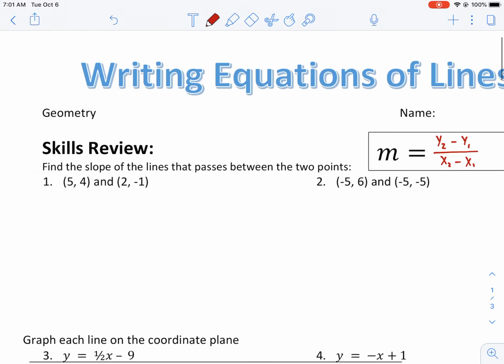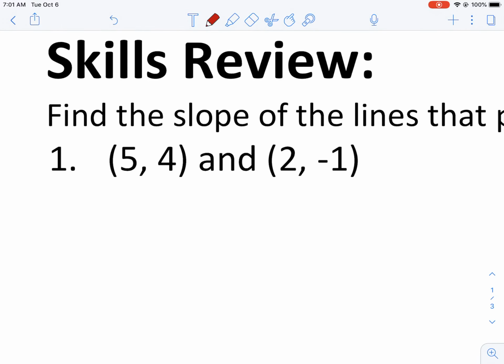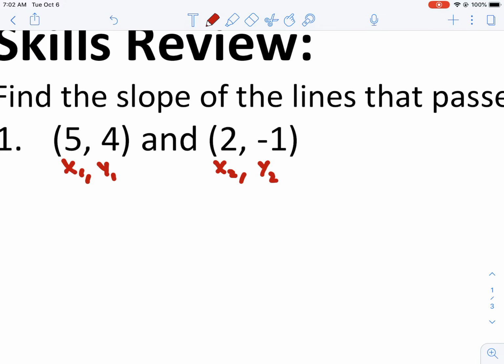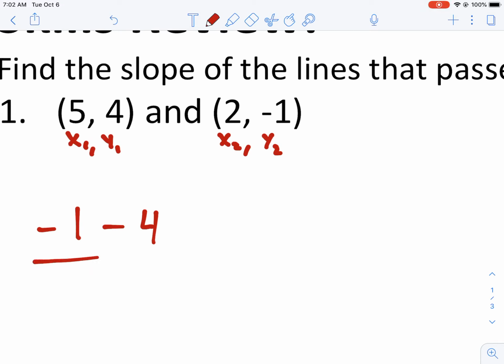So when you're labeling your points, you can label them as x comma y. So we've got x1 comma y1, and we've got x2 comma y2, okay? And then all you need to do is just plug your numbers into the formula. So on top, we've got y2 minus y1. That's negative 1 minus 4. On bottom, we've got x2 minus x1, that's 2 minus 5.